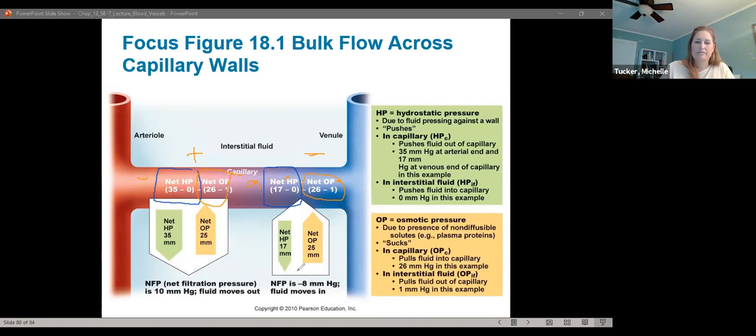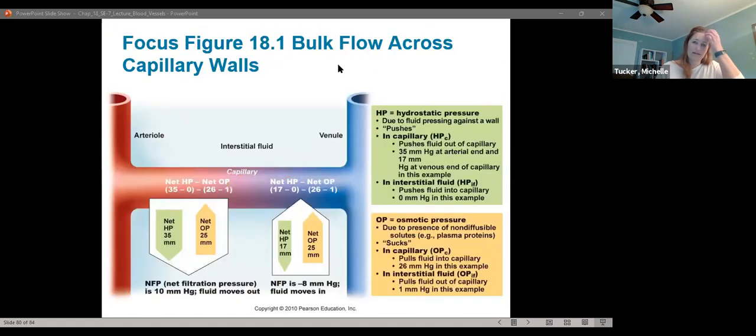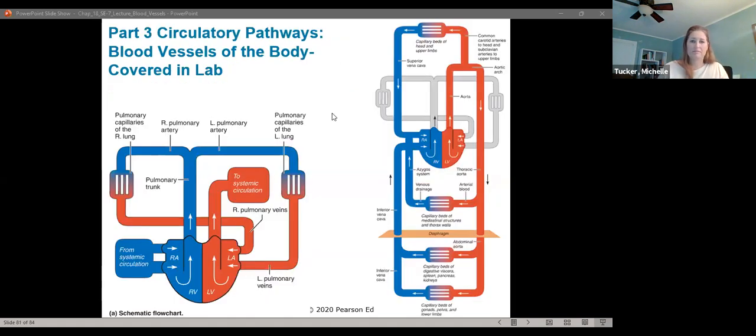And here and here on the arterial side, fluid moves out. And on the venous side, fluid moves in. That actually ends the circulatory system. The part 3 is covered in lab.